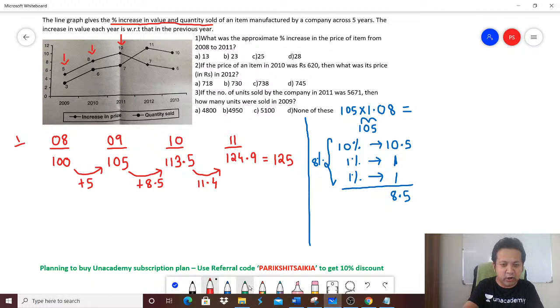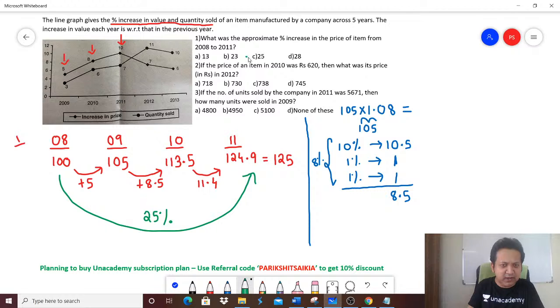Right? And I think you got it. So the question was asking you, what is the percentage change from 2008 to 2011? 100 has become 125. So what is the percentage change? 25%. Correct. Vineet, you are correct. 25% is the correct answer. Got it? Any doubt in this? I think everyone got it. Let's go to question number 2.